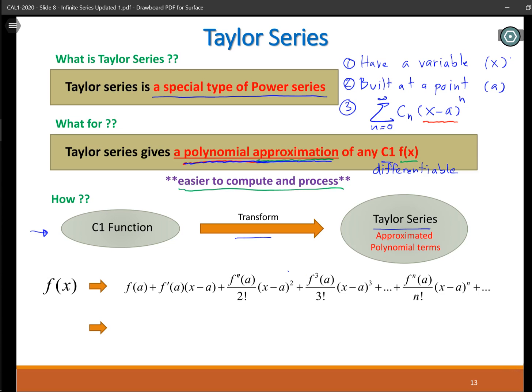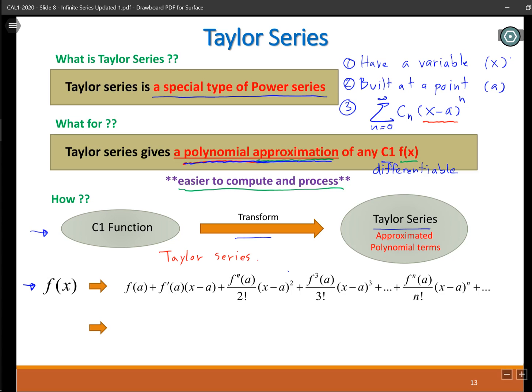Okay, now let's take a look at this transformation. How do we go from a C1 function to Taylor series? So let's take a look at the next line. We have this C1 function f(x) here, and what you see on the right hand side is an infinite series, and this one is the Taylor series. At first glance, it might look quite messy and complicated, so let's take a look further into this series term by term so that we know the details of each term.